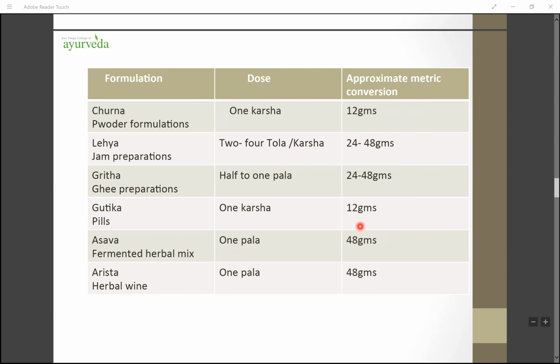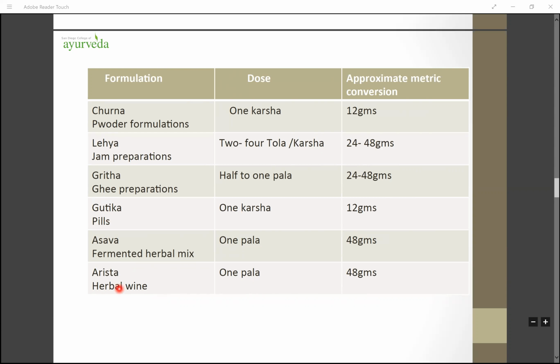So the dosage here is based on the amount of kalka that is present in your medicine, right? The next thing is asava. Asava is a fermented herbal mix. For that, you give about 48 grams of it. So generally 48 ml is what you give. So 48 ml of asava, and arishta also 48 ml. Right? That is what you would give.